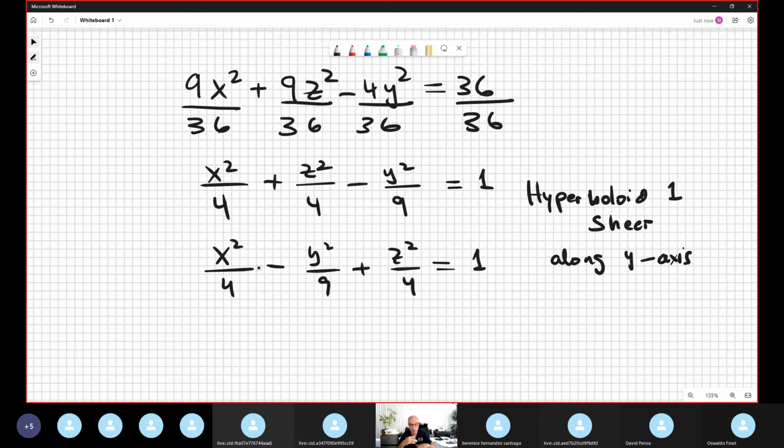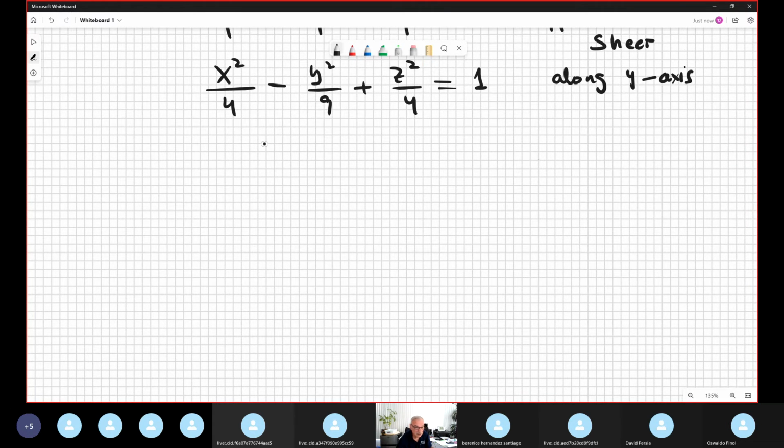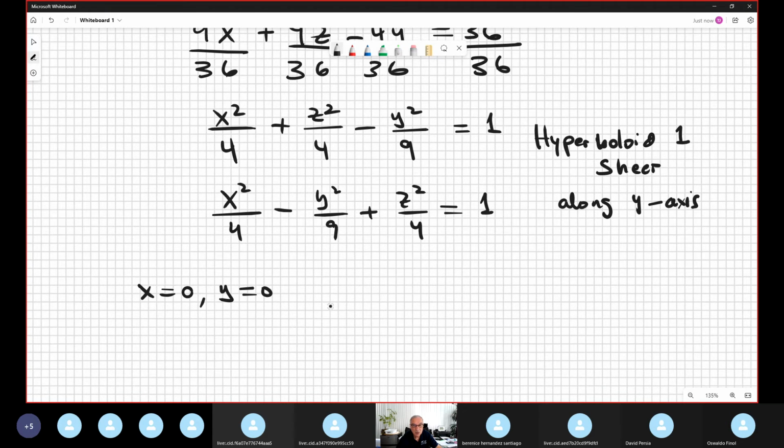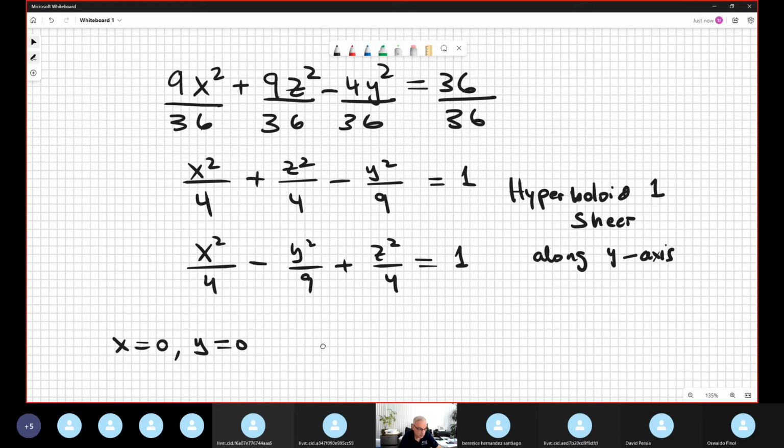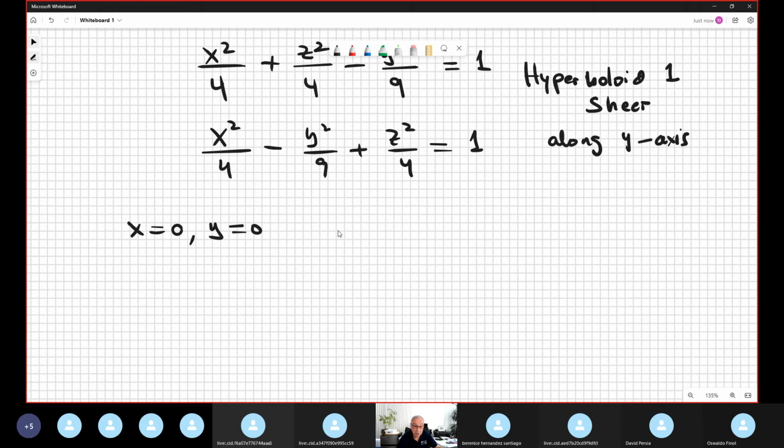This is the intuition, which in my opinion is super important. Let's do the intersections. Suppose x = 0, y = 0. Then my equation is reduced. But did I make a mistake? Let me see. It's 9 here. It's 4. I made a mistake somewhere. Oh, no, it's okay. No mistake.